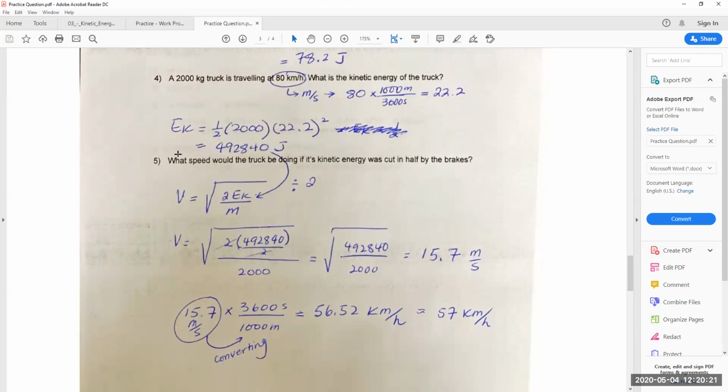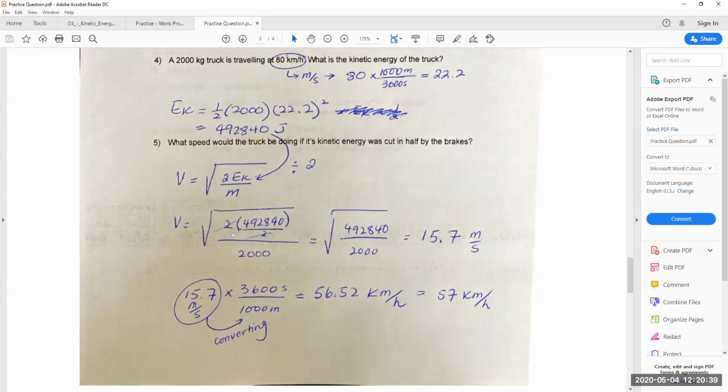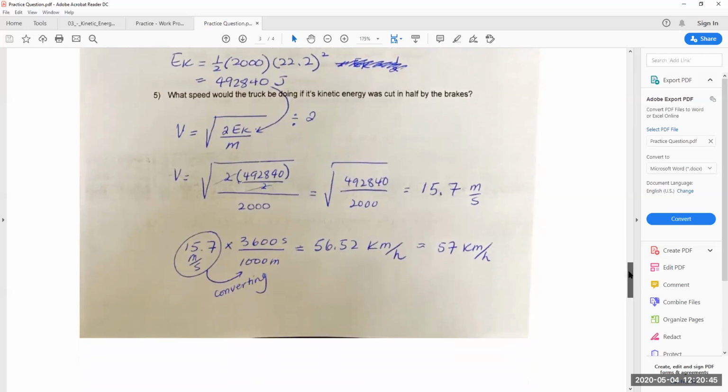And question number 5 is a continuation of question number 4. It just says, if my energy is half of before, what's going to happen to my speed? So that's why you have to divide this energy by 2 before you substitute it here, which I did here. And when you do that, the 2 and the 2 cancel, and the answer becomes 15.7 meters.